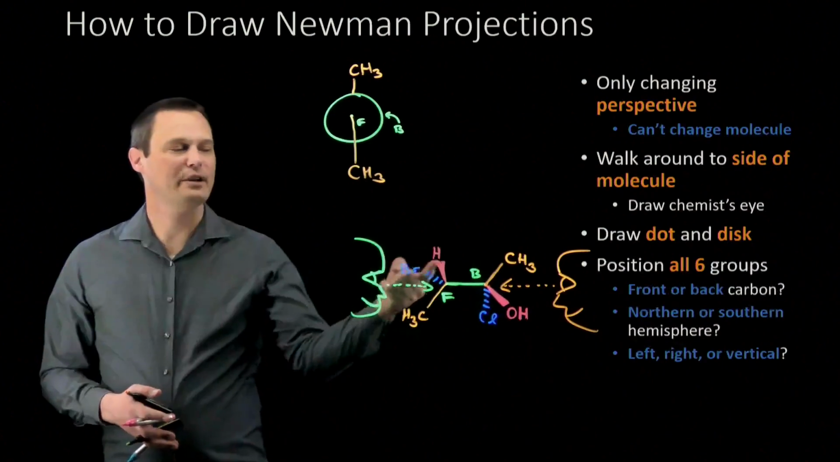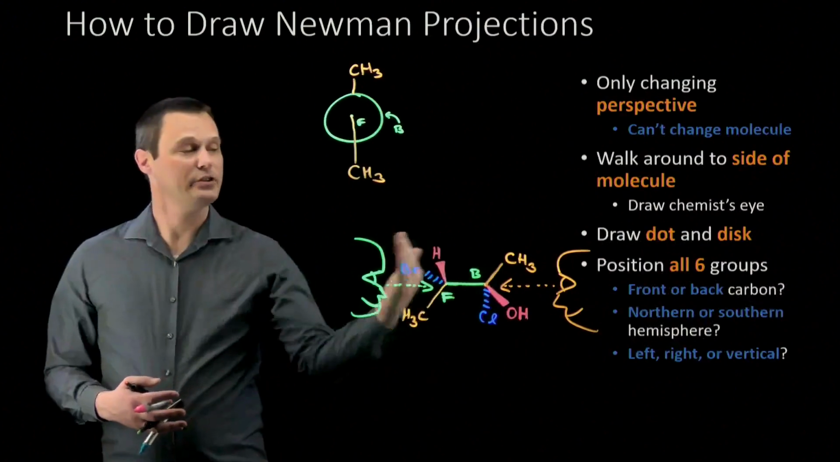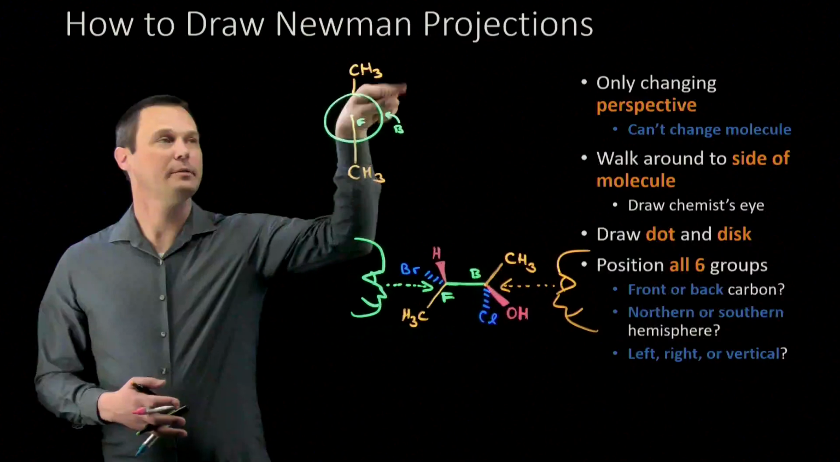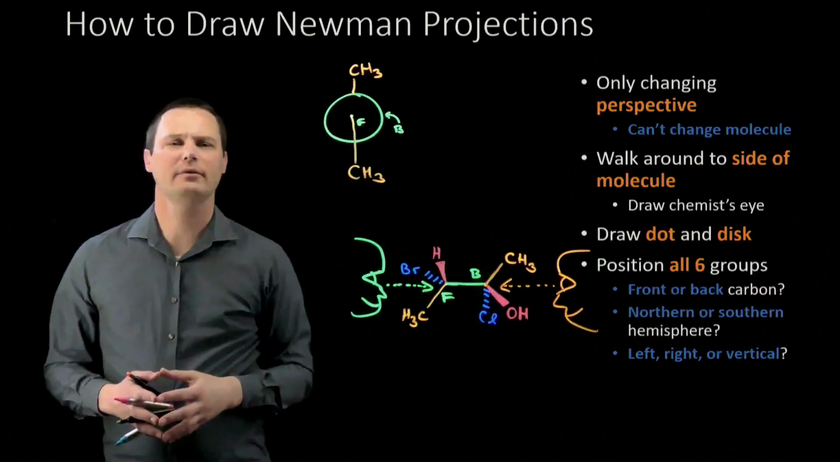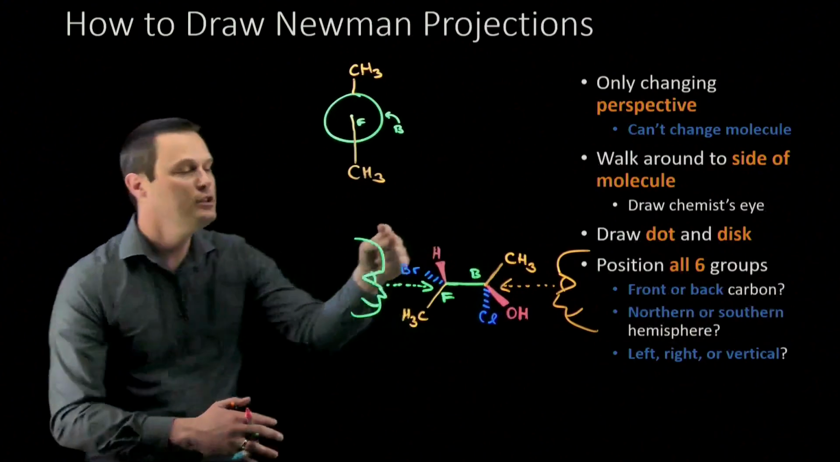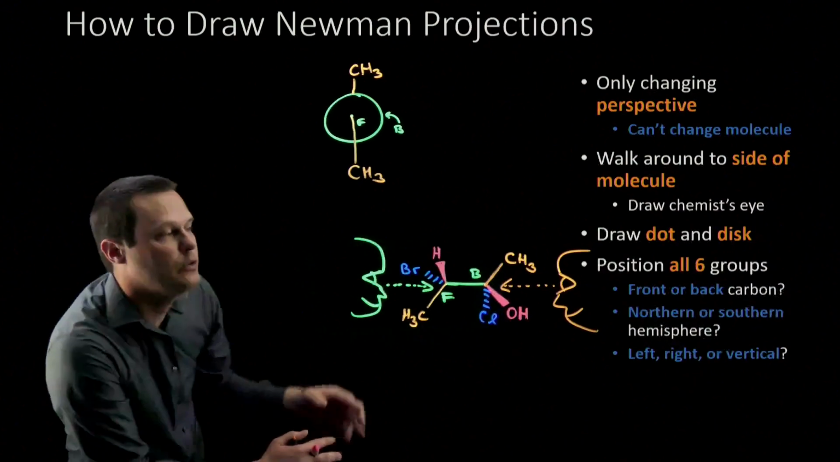Next, let's look at this red hydrogen atom. Same 3 questions. We can start to go a little bit faster through some of these questions. This hydrogen is attached to the front carbon, so it will be bonded to the front carbon. It is up in the northern hemisphere, so it'll have to be up in the northern hemisphere. But let's take a look at the left-right vertical axis. Notice this hydrogen is pointed towards you as the viewer. As you take your position next to the molecule and look at it from the side, notice this hydrogen is now pointed to the right side of your body.